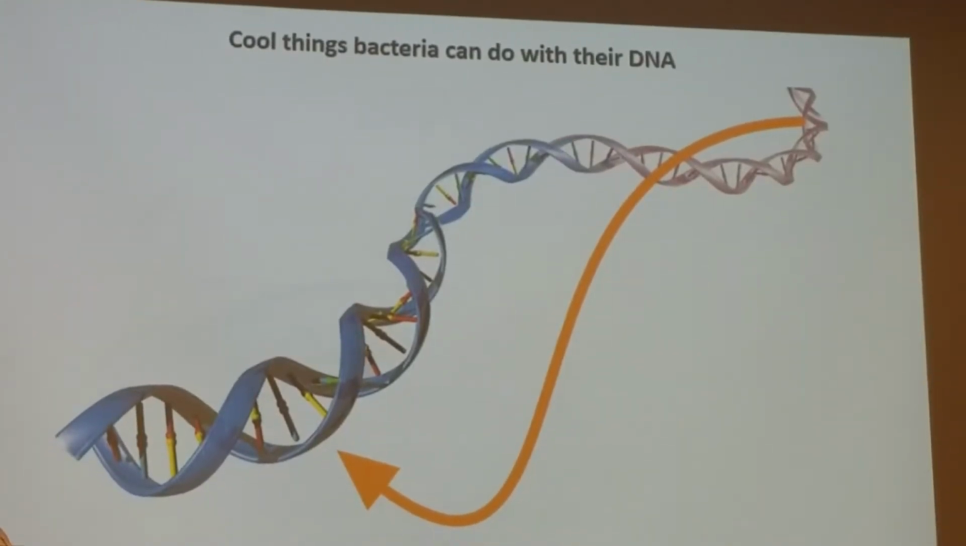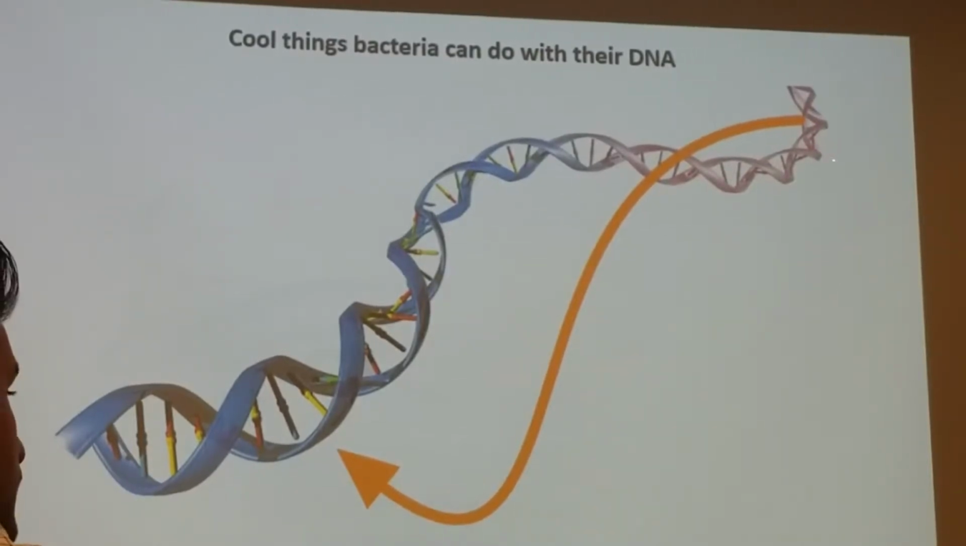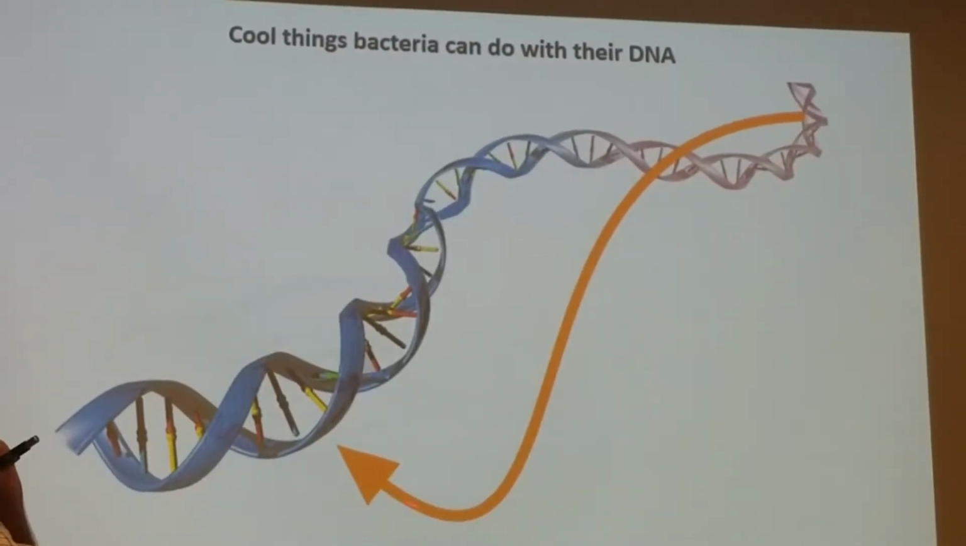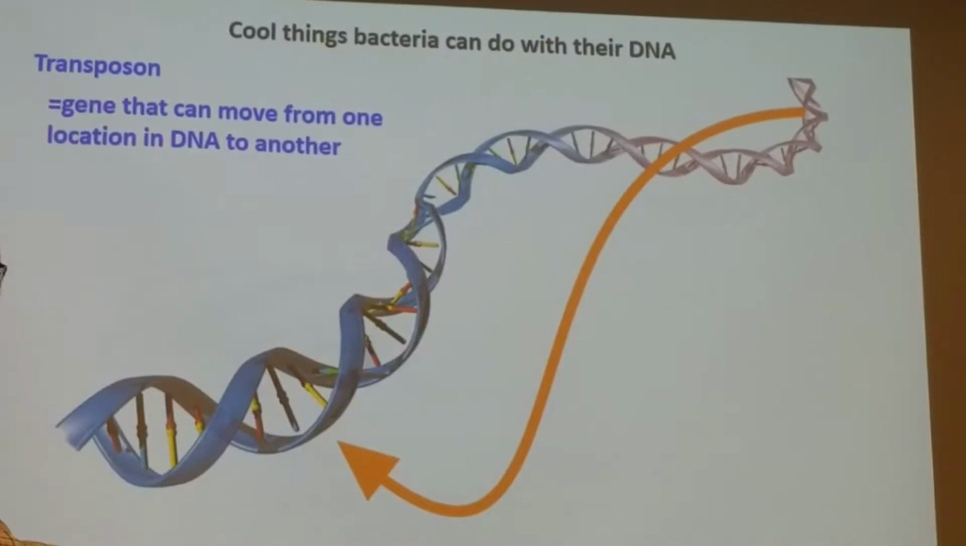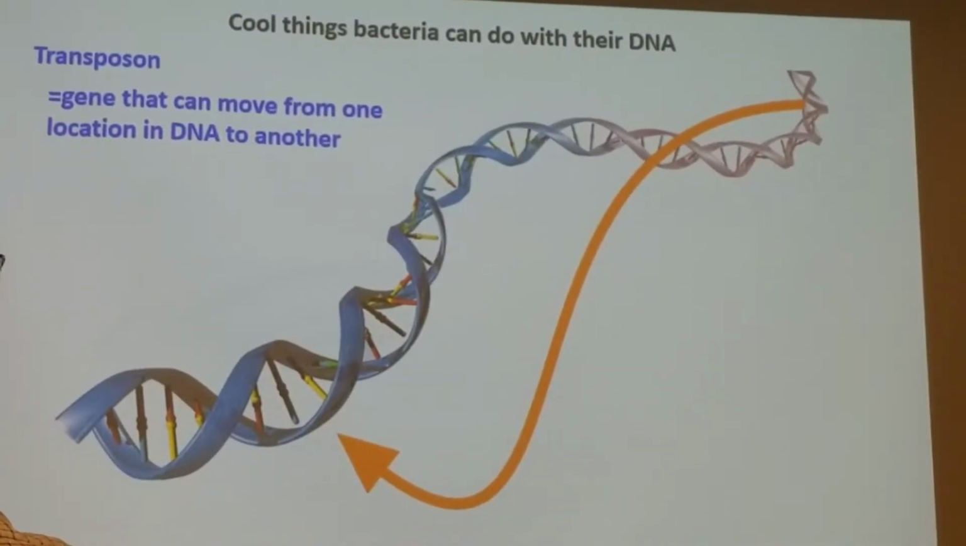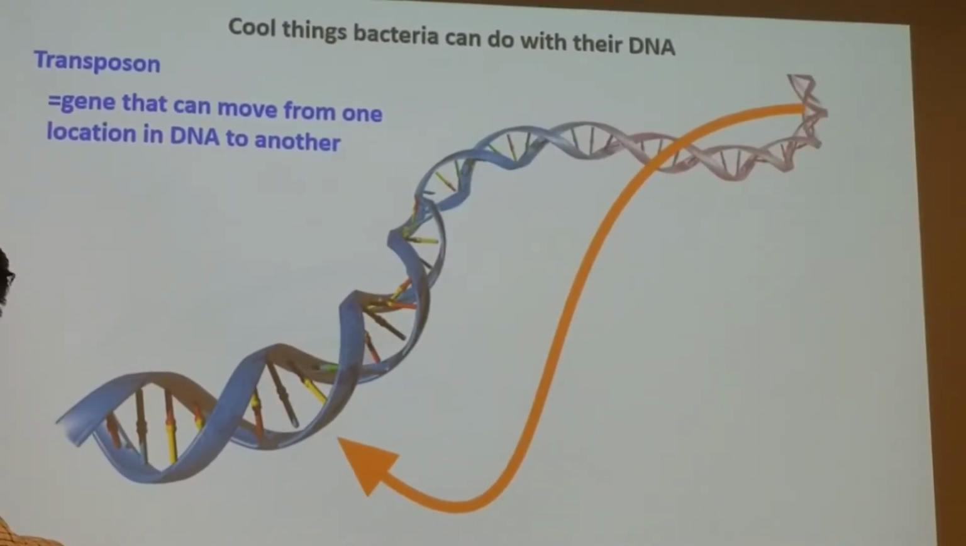That's what this is showing here, that there are some instances where there's a gene in the DNA that can go, oh, I don't like being in this place anymore. Let me move to a slightly different place in the DNA. And there's a term to describe these genes that can move from one spot in the DNA to another. Those genes are called transposons. Again, a transposon is a gene that can move from one part of the DNA to another part of the DNA.